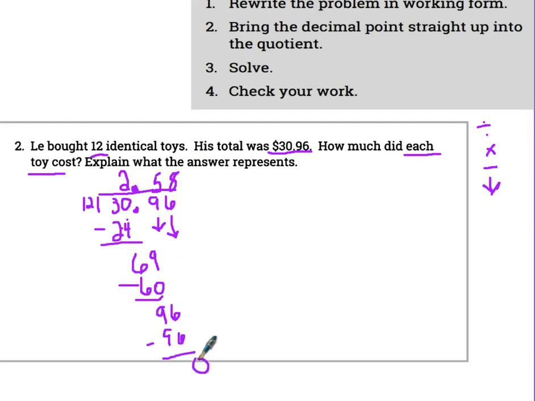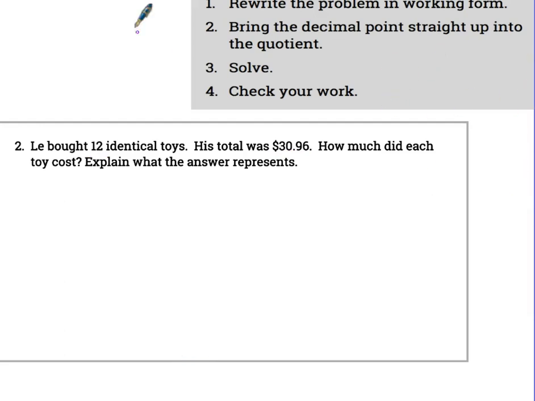Subtract: 0. And the answer represents the cost of one toy. Remember, the $30.96 was money. 12 was the number of toys, so your quotient represents the cost for one toy. Okay? Good deal.